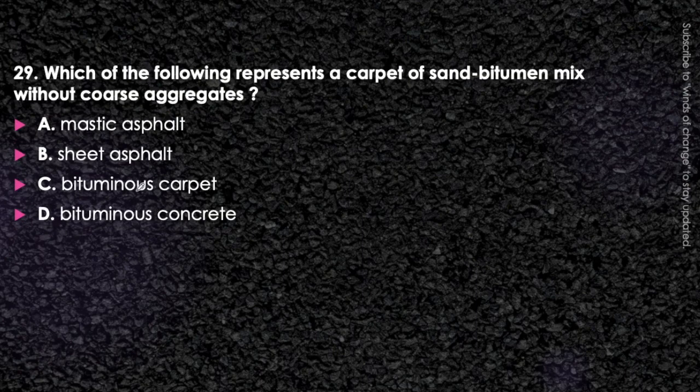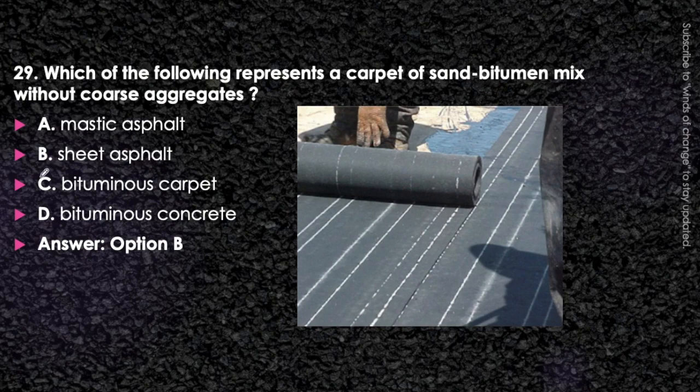Next question, which of the following represents a carpet of sand-bitumen mix with coarse aggregate? Mastic asphalt, sheet asphalt, bituminous carpet or bituminous concrete? Think about it. We are talking about the carpet of sand-bitumen mix. What will be the answer? It will be called sheet asphalt. It looks like this. Sheet asphalt is a carpet of sand plus bitumen, a mixture of sand and bitumen. Okay, memorize it. It is also important.